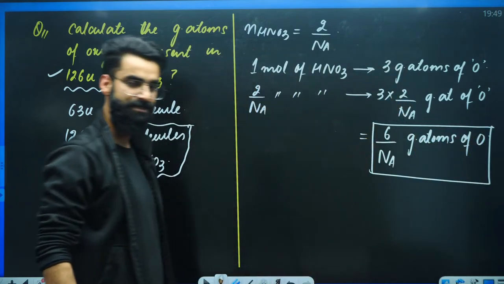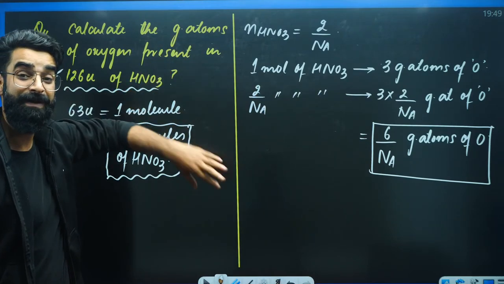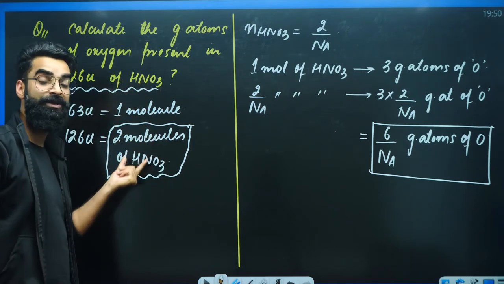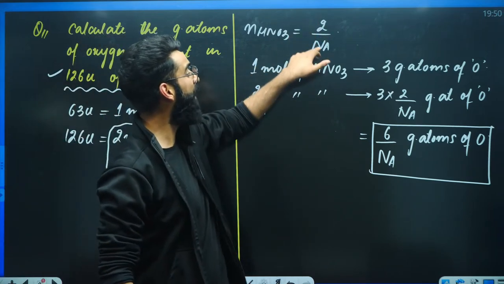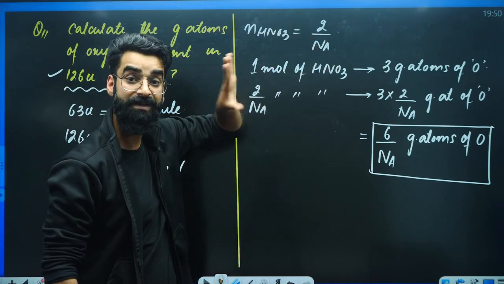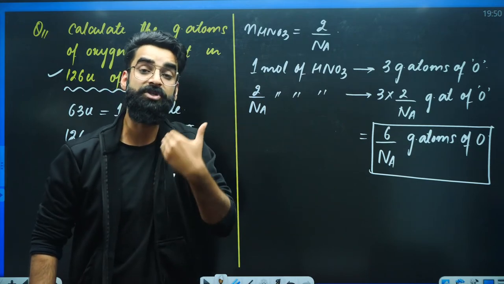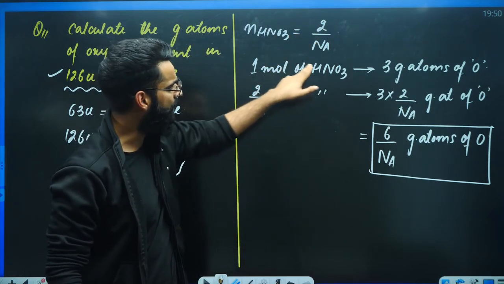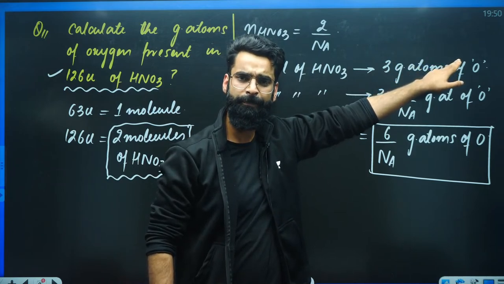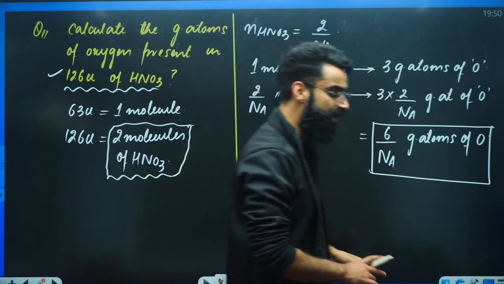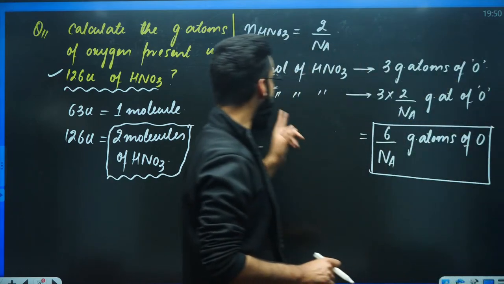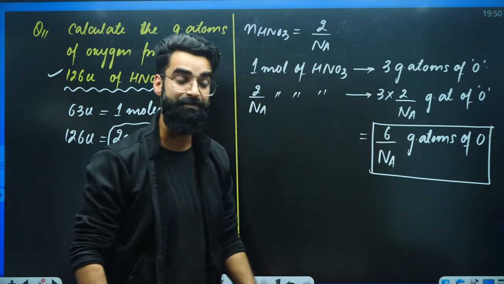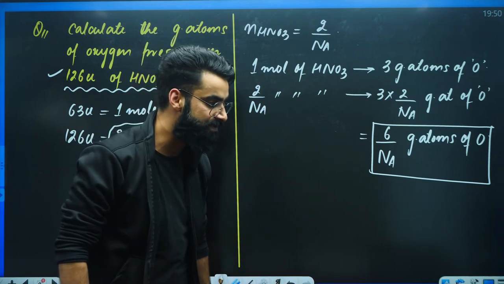This is something which we were supposed to calculate. How many gram atoms of oxygen are present in 126 u of HNO3? 126 u of HNO3 means 2 molecules of HNO3, and 2 molecules of HNO3 means 2 by Na moles of HNO3. So basically, we are supposed to calculate the gram atoms of oxygen present in these many moles of HNO3. So I wrote a statement: 1 mole of HNO3 contains 3 gram atoms of O. That means 2 divided by Na moles of HNO3 will contain these many gram atoms of O. So the final answer of this particular question comes out to be 6 divided by Na gram atoms.